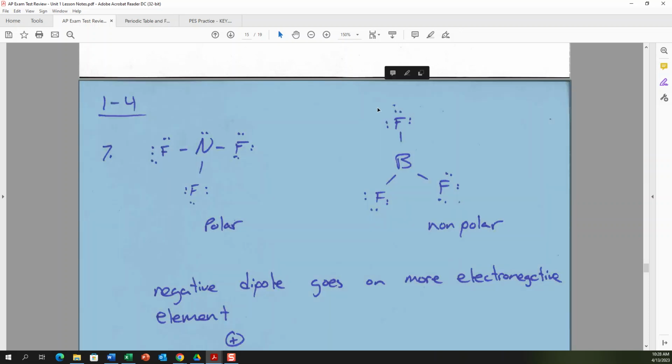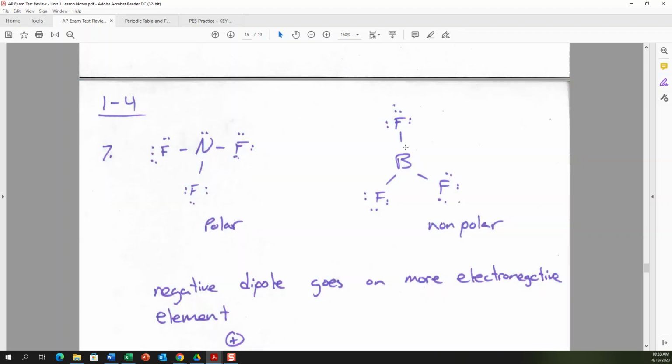Okay, these bonds in this molecule are more polar than these bonds because there's a bigger electronegativity difference between fluorine and boron compared to nitrogen and fluorine, right? But because this is a symmetrical molecule, it's nonpolar. There is no negative dipole and a positive dipole. You have a negative pole here, a negative pole here, a negative pole. Remember, to be polar, you have to have opposite poles.